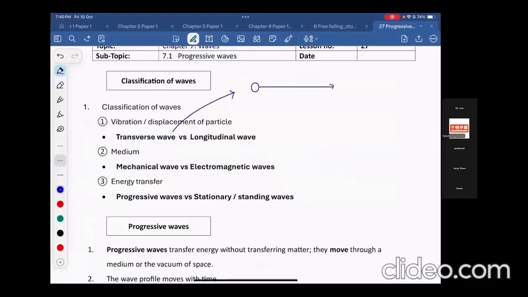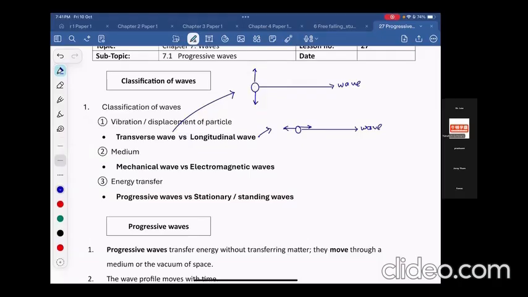This is the direction of the wave travel. It will vibrate perpendicular, 90 degrees. For longitudinal, the example is the sound wave. How do they vibrate? They will vibrate in a parallel way. This is the way the particle vibrates.